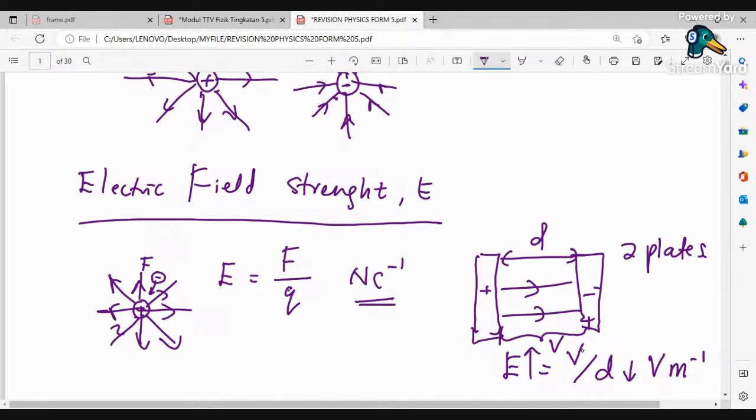Same thing here. If the charge experiences larger force, so electric field strength is higher. If you increase the charge unit here, okay, instead of 1 unit, you're going to 2 unit, 3 units. So E equals to F divided by Q also increases. Okay, so you need electric field strength.